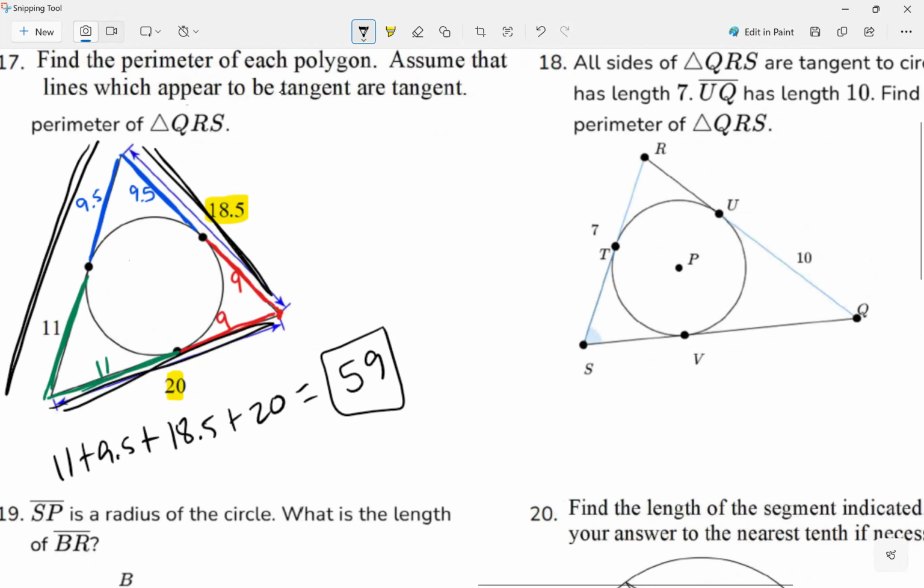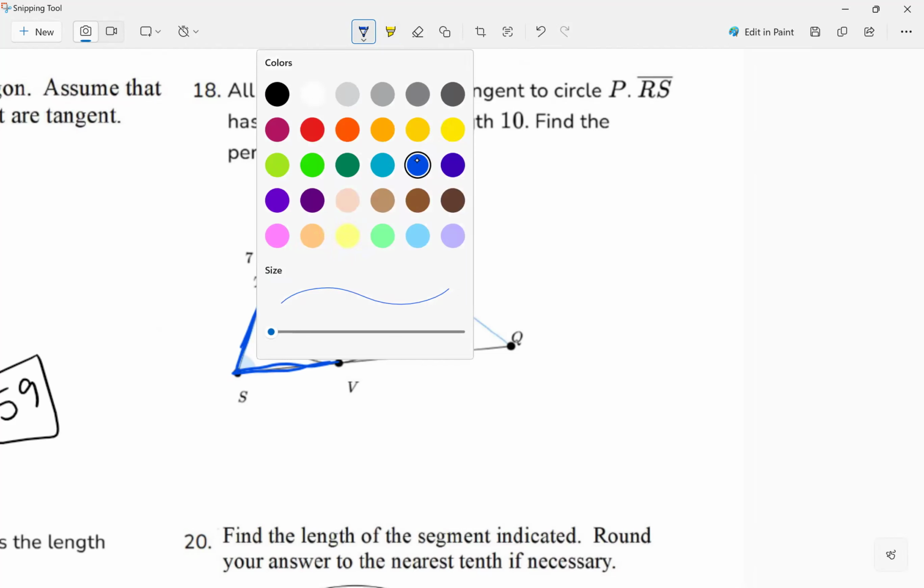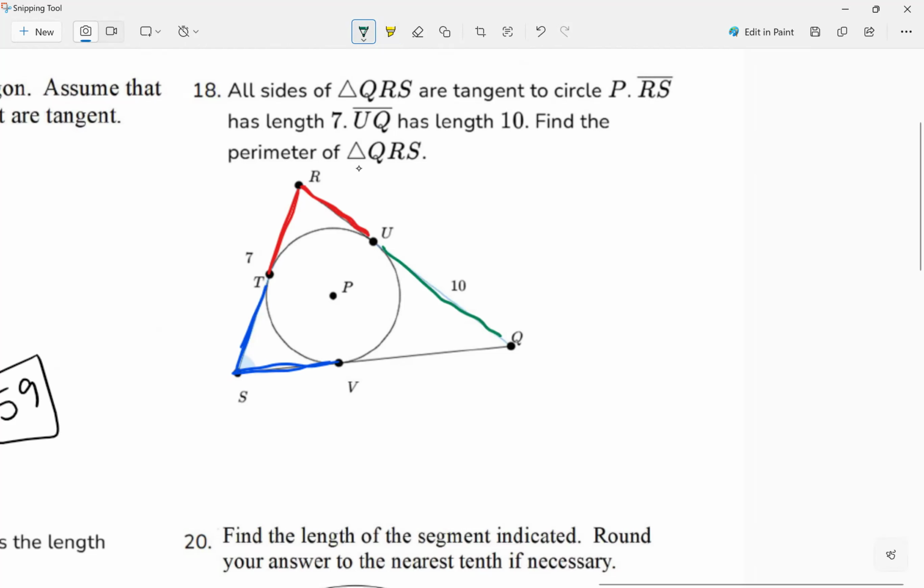Let's take a look at number 18 here. All sides of triangle QRS are tangent to the circle P. RS has a length of 7. Okay, so that 7 is the whole thing here. Let me color things, because that's going to help us later. These two segments here I'm going to call red. I know one of them equals the other. I'm going to say this blue with this blue and this green with this green.